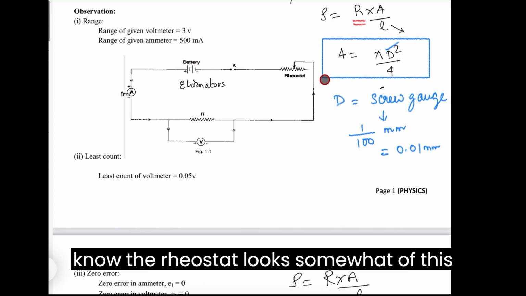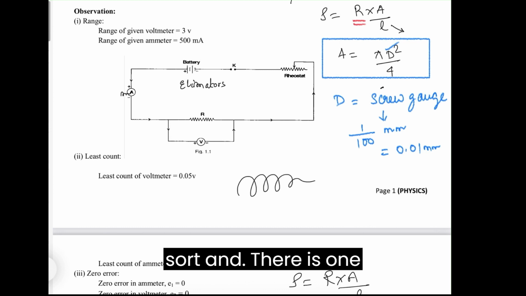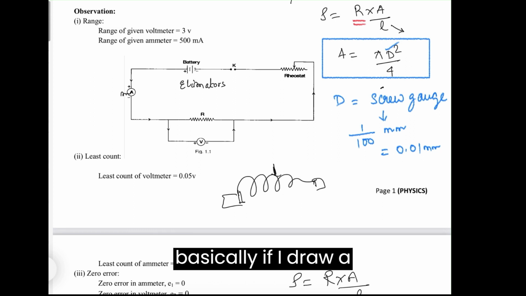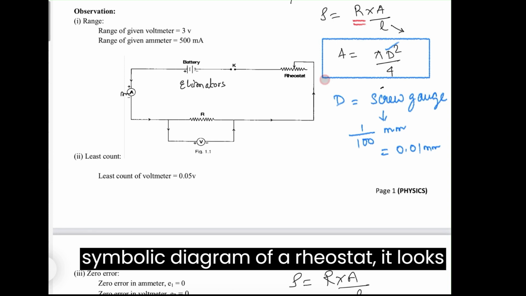If you know, the rheostat looks somewhat of this sort, and there is one screw here on this side, the other screw on this side, and there is a slider here. So basically, if I draw a symbolic diagram of a rheostat, it looks something of this sort.